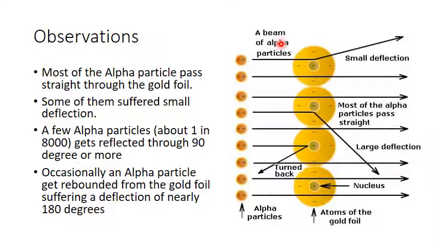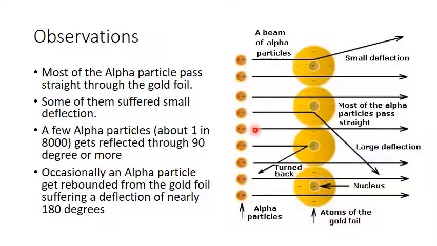Now some of the alpha particles got deviated, or they got a small deflection, as you can see in the figure. Very few, not all of them, some of them got deviated. A very few of the alpha particles, about 1 in 8,000, get reflected through 90° or more. A lesser number of alpha particles as compared to the previous one got scattered at an angle more than 90°.